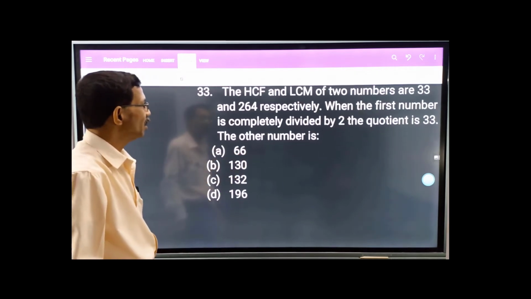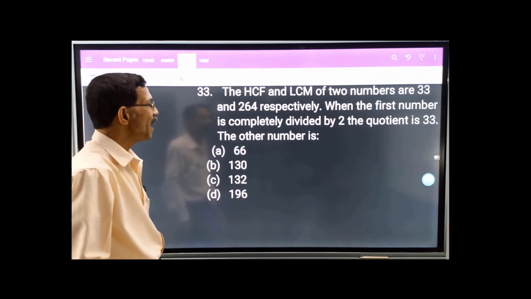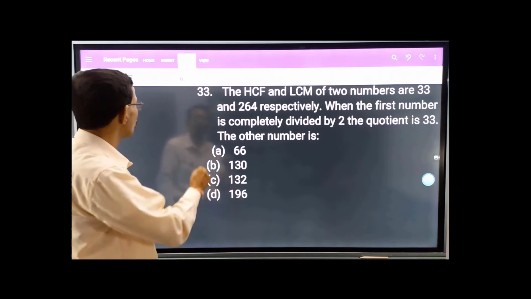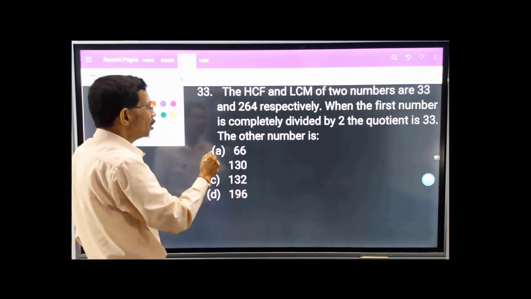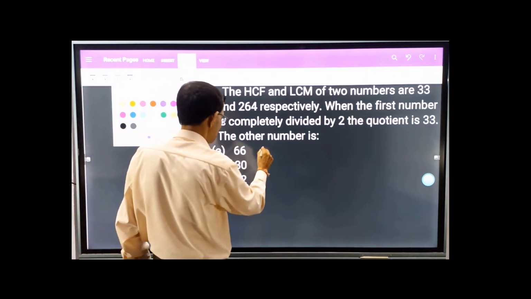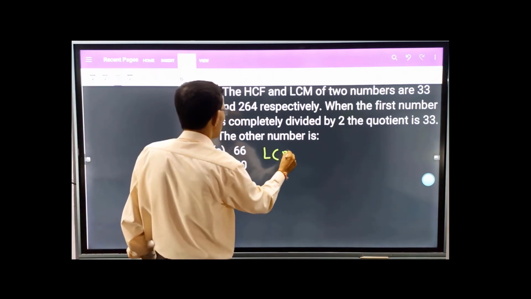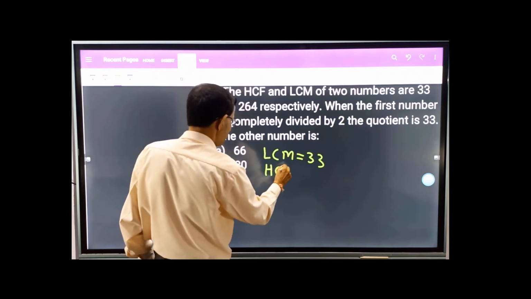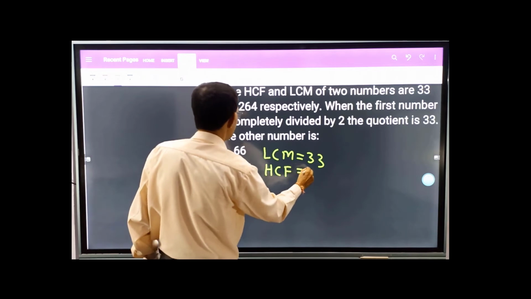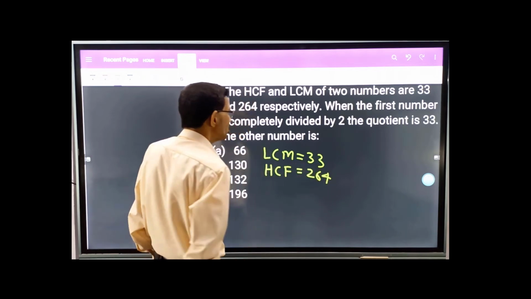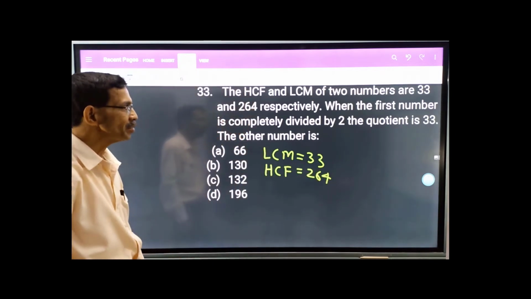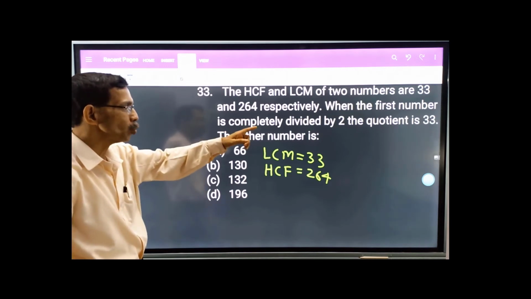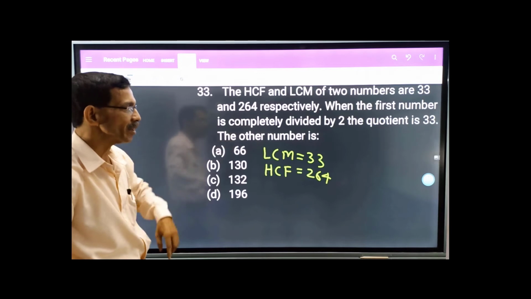Here next, the HCF and LCM of two numbers are 33 and 264. So here LCM is equal to 33 and HCF is equal to 264. These two things are given. Then the first number is completely divided by 2 and the quotient is 33.